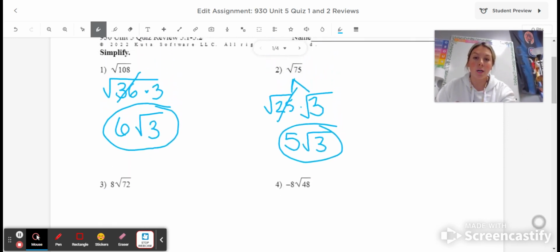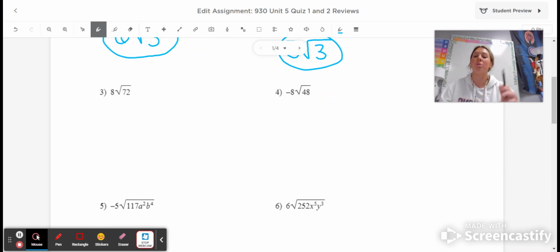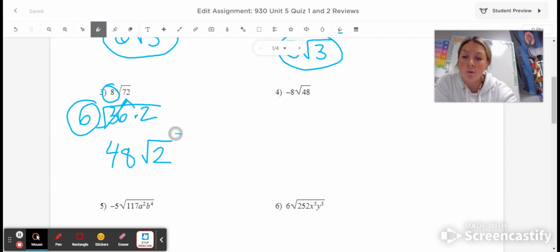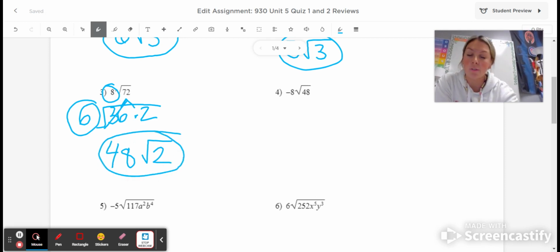All right, for number 3, we have the square root of 72. The largest perfect square that this is divisible by is 36. So 36 times 2 equals 72. And the square root of 36 is 6. So I already had an 8 outside, so I have to multiply what is outside. So 6 times 8, and we get 48 square root 2, because that 2 was left over. It is not a perfect square. It cannot be simplified by 1.